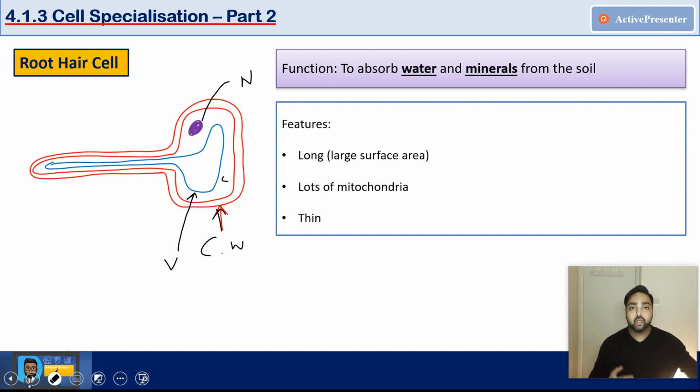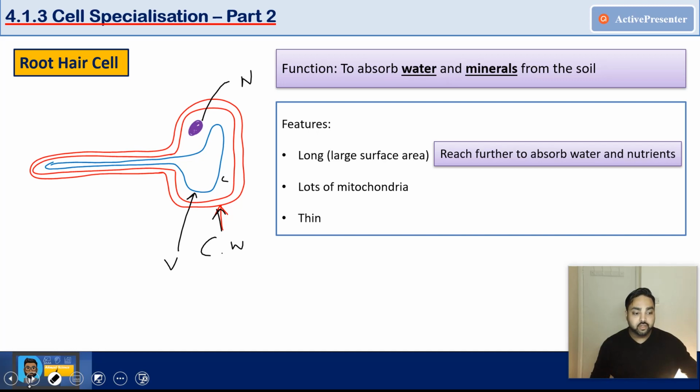Right, so when you paused the video and thought about it, hopefully what you should have tried to link it to is absorption of water and mineral ions. And those two things are absorbed through two processes, osmosis and active transport. So with a large surface area, it allows the plant to reach further to absorb water and nutrients.